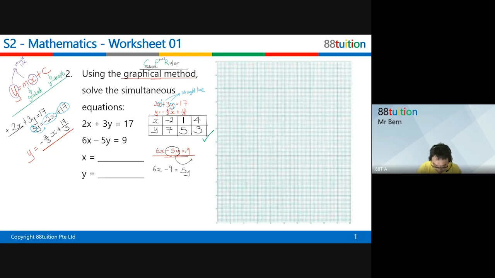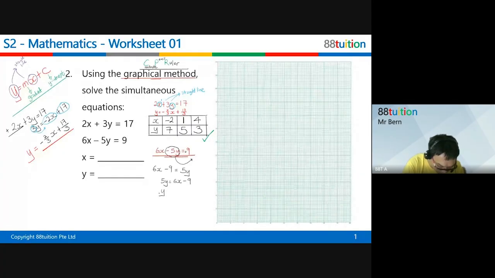6x minus 9 equal to 5y is the same as 5y equal to 6x minus 9. Cannot. Don't put yourself in a bad situation. Now, you want to find y alone. What must you do?